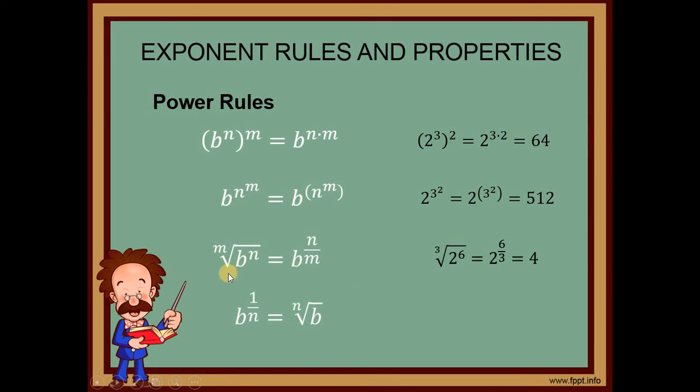Next rule. Again, this is just a review for you. Next, we have b raised to 1 over n, and this equals the nth root of b. Let's have an example. If we have 8 raised to 1/3, this is simply the cube root of 8 raised to 1. And the cube root of 8 is simply 2. And that's it.